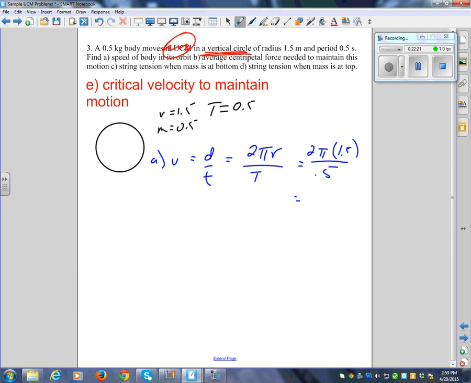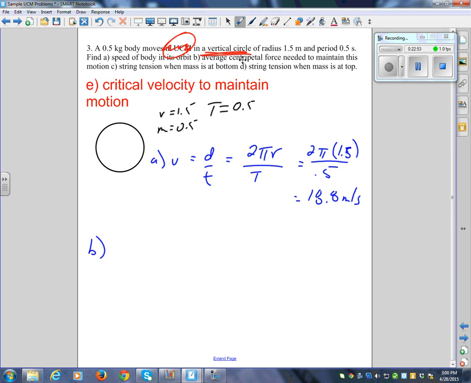Again, the arithmetic is never hard. It's trying to figure out what to do with it. 18.8 meters per second, 2 pi r over t. So what was the point of doing that? You could have just used the formula initially. I wanted to remind you where this comes from: it's circumference over time.